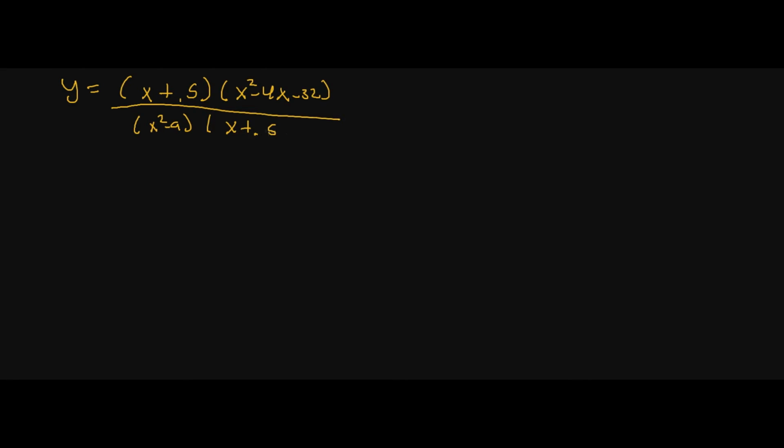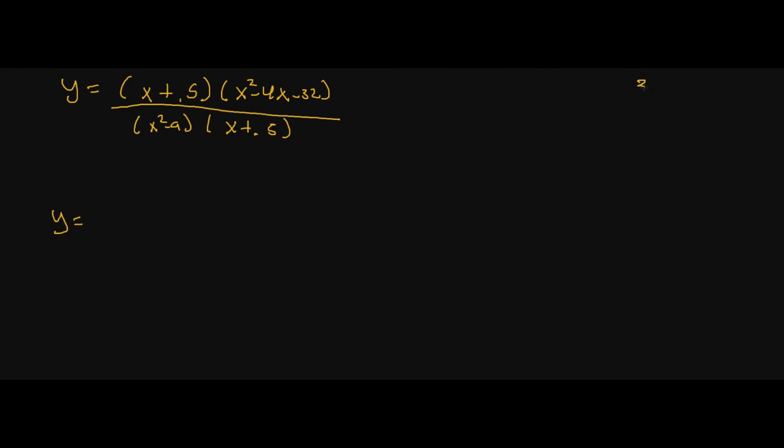Maybe let's do one that's a little bit more challenging. Let's say we have y equals x plus 0.5, and then x squared minus 4x minus 32, all divided by x squared minus 9, and then x plus 0.5. Before we proceed, we want to get everything into factored form, because I want to see if there's anything else. I know there's going to be a hole here, but I want to cancel everything.